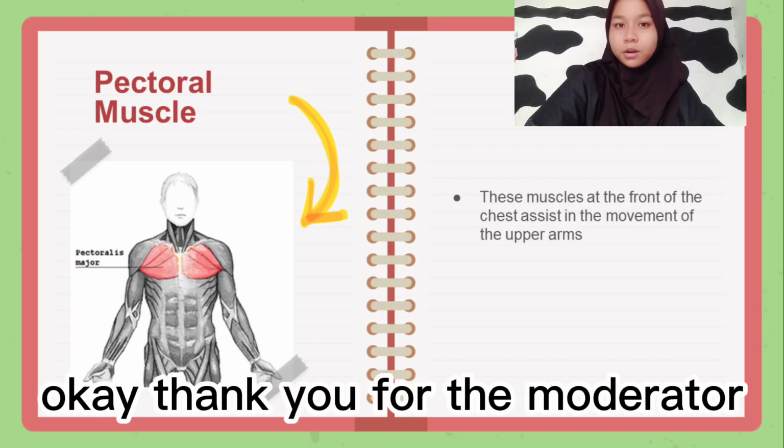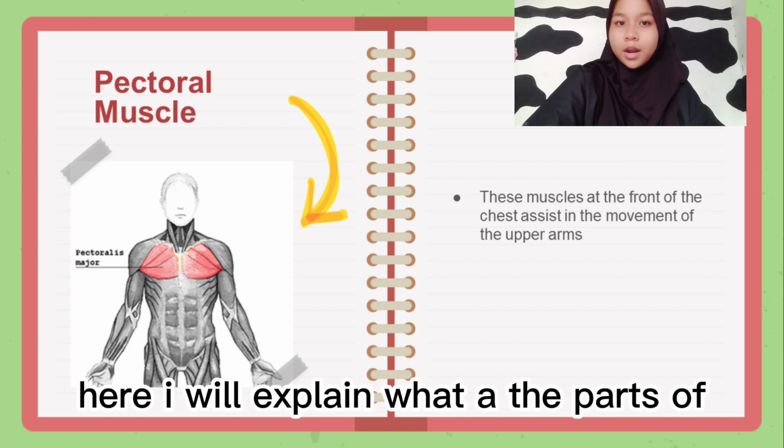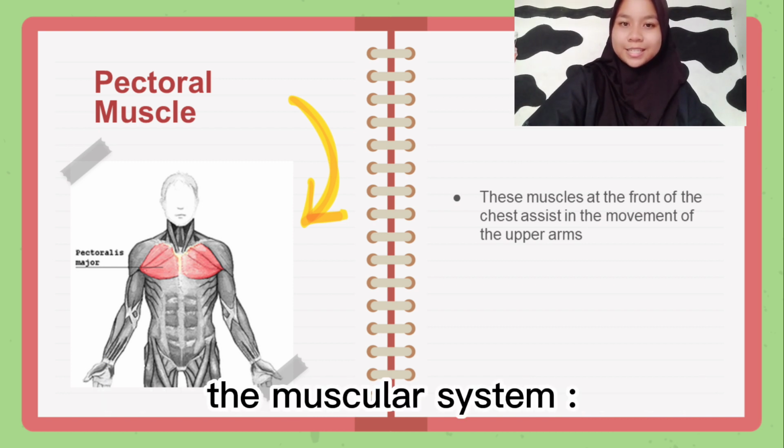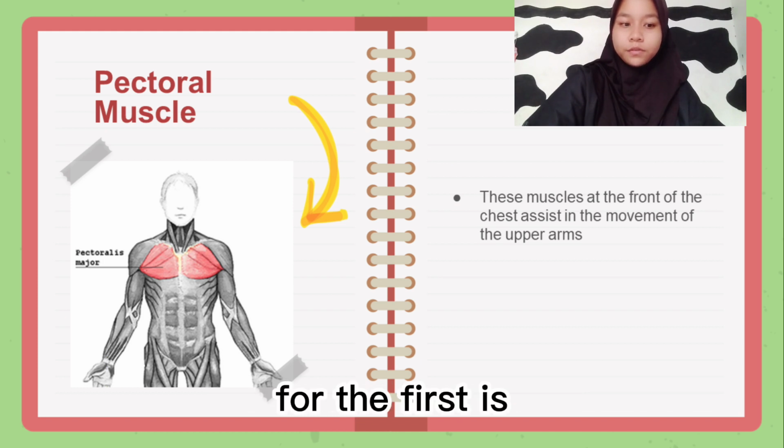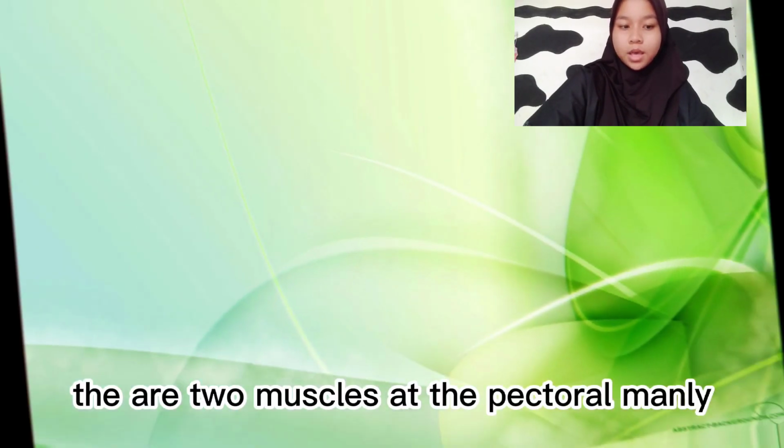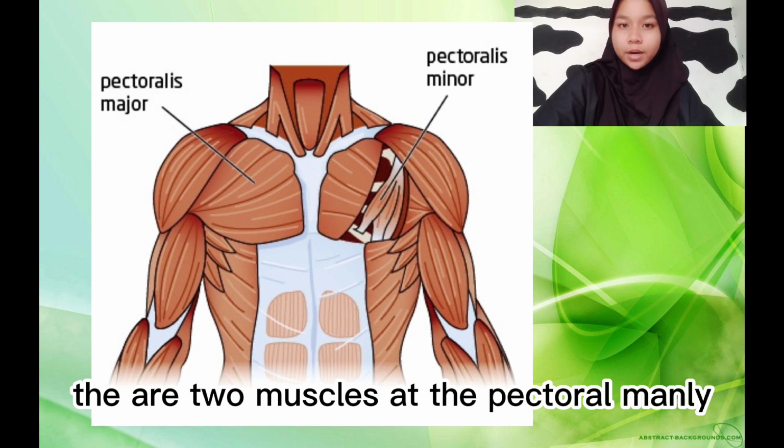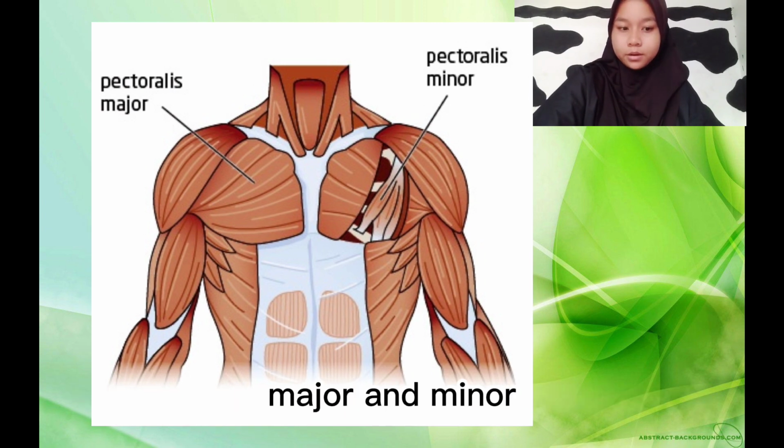Okay, thank you to the moderator. Here, I will explain what the parts of the muscular system are. The first is the pectoral muscle. This muscle at the front of the chest assists in the movement of the upper arms. There are two muscles in the pectoral, namely major and minor.